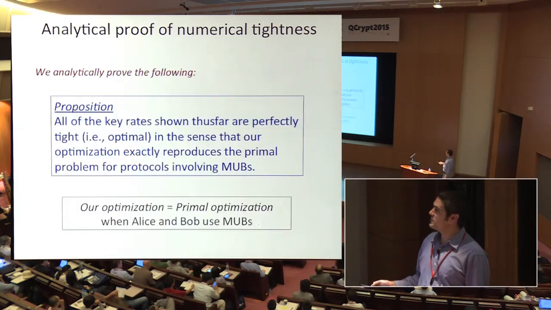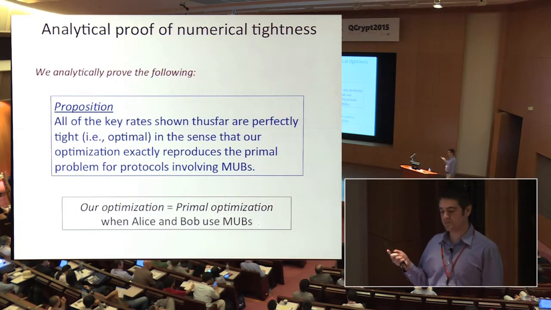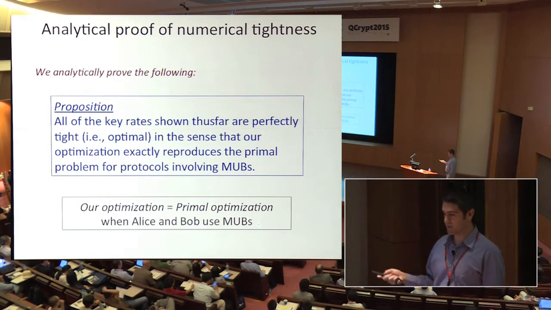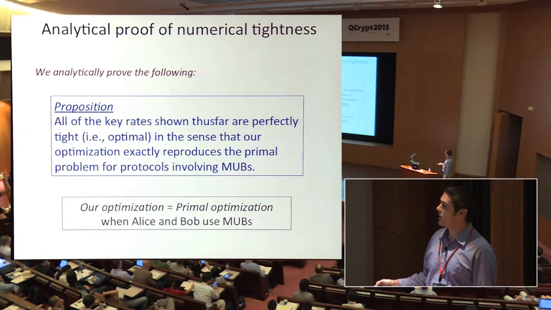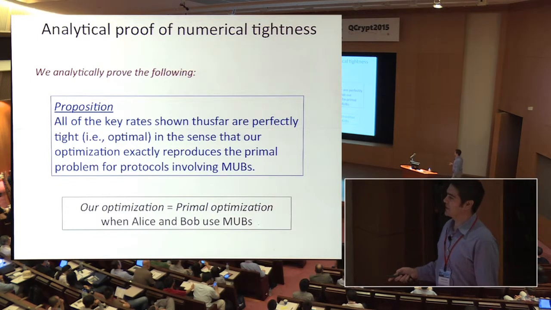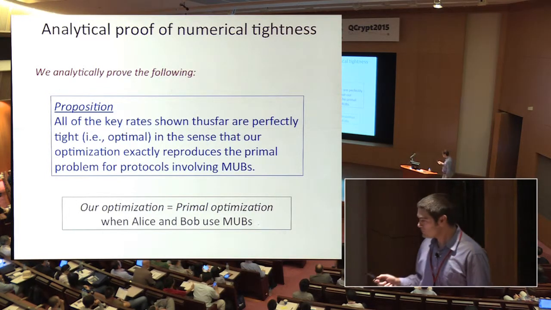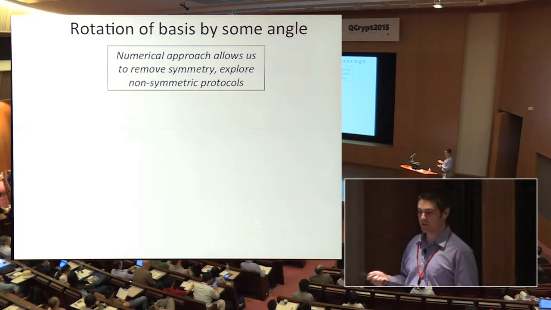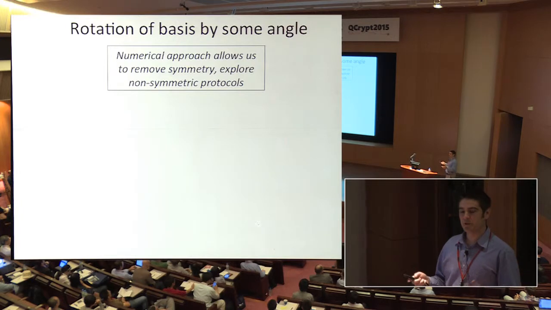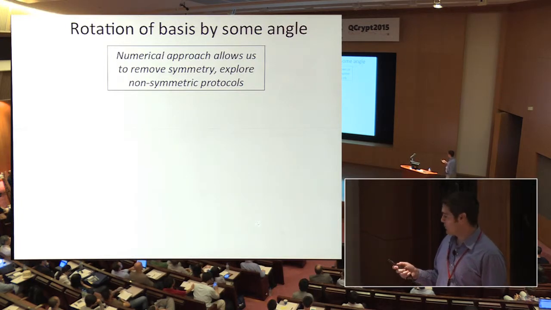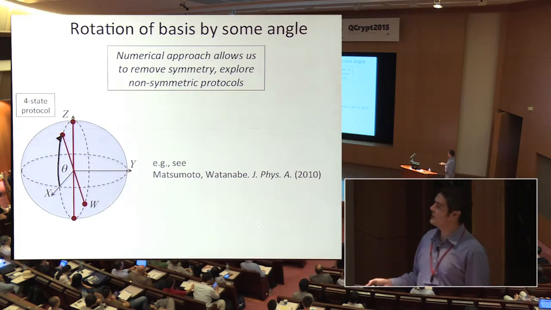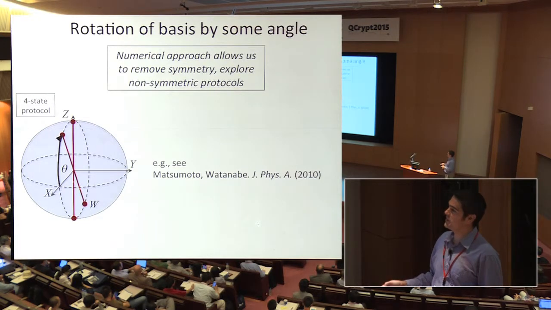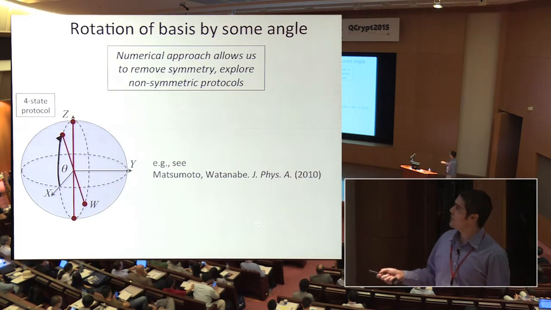So for all the protocols that I've shown you thus far, we can analytically prove that our numerical approach is exactly tight. That is, our optimization exactly reproduces the primal optimization for these protocols involving MUBs. But of course, the point of this method is to move off of structure. And so perhaps you don't have MUBs, but you have some arbitrary measurements that you're doing. For example, we consider a protocol where instead of measuring Z and X, Alice and Bob either measure Z or W, where W is rotated by an angle theta away from the X-axis.